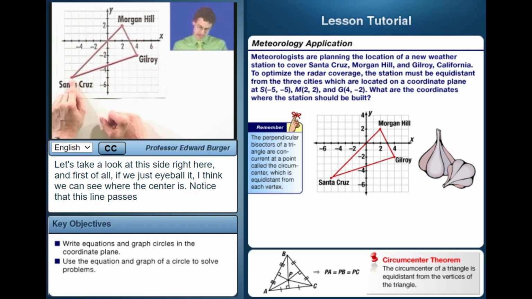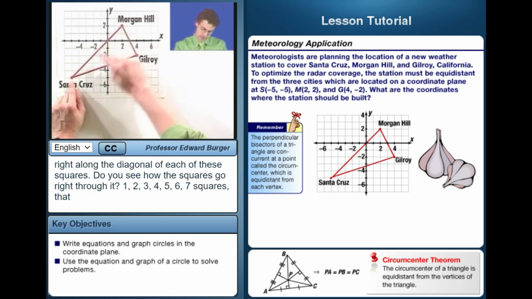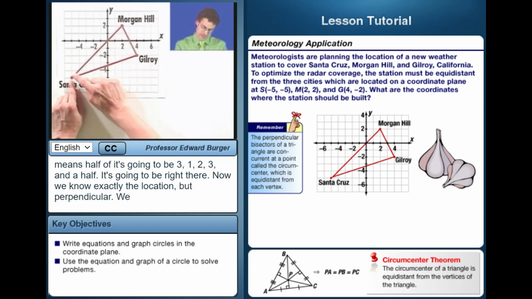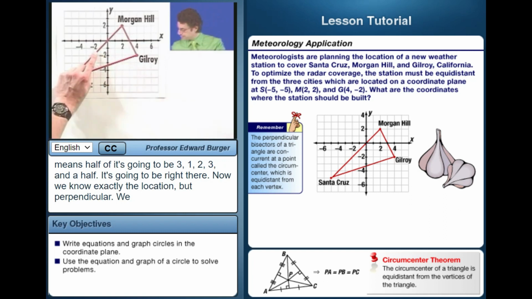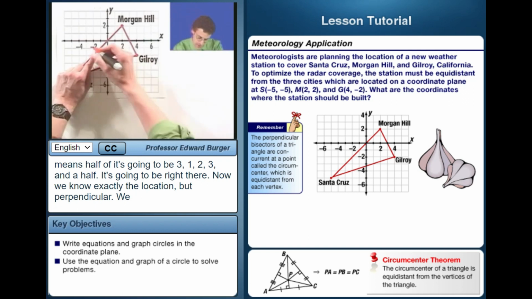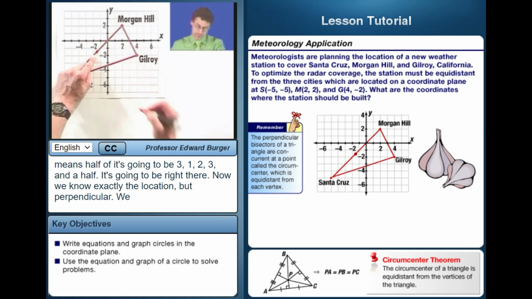First of all, if we just eyeball it, I think we can see where the center is because this line passes right along the diagonal of each of these squares. Do you see how the squares go right through it? So 1, 2, 3, 4, 5, 6, 7 squares. That means half of it is 3 and a half, so the midpoint is going to be right there. So now we know exactly the location. But perpendicular?